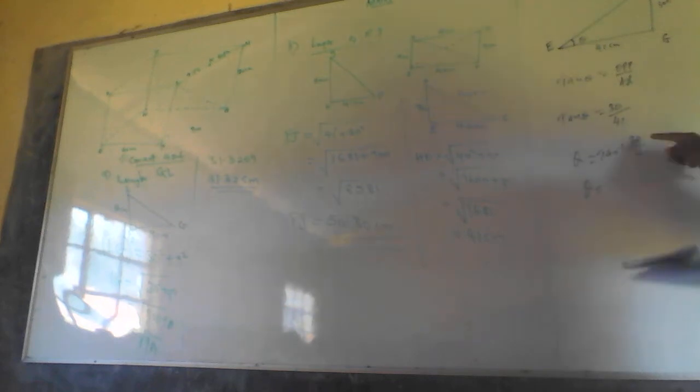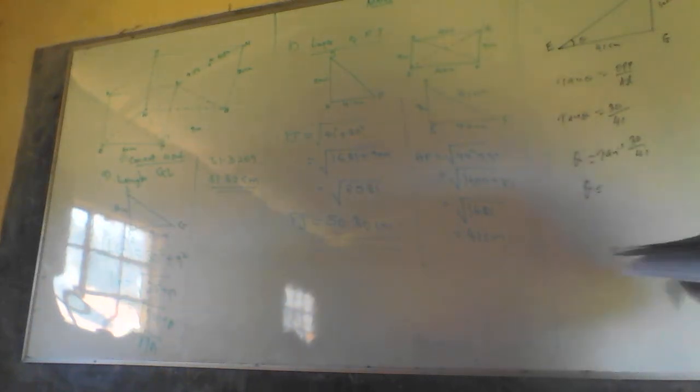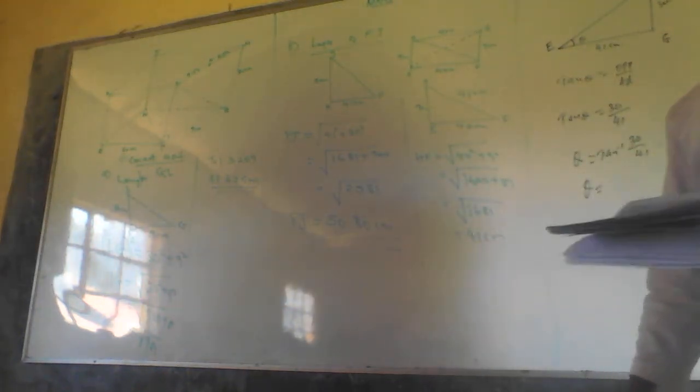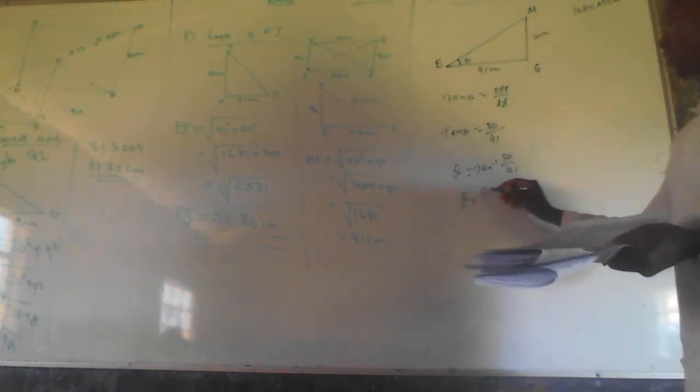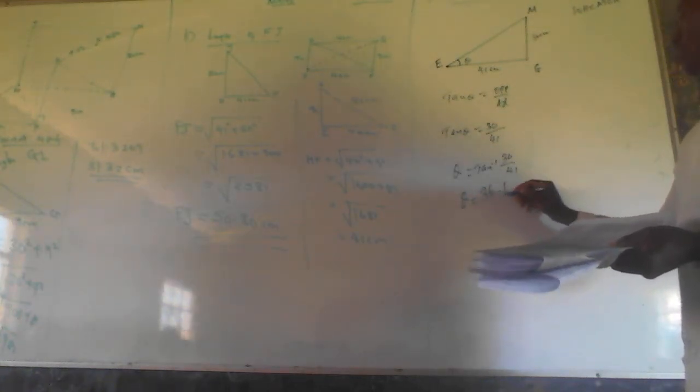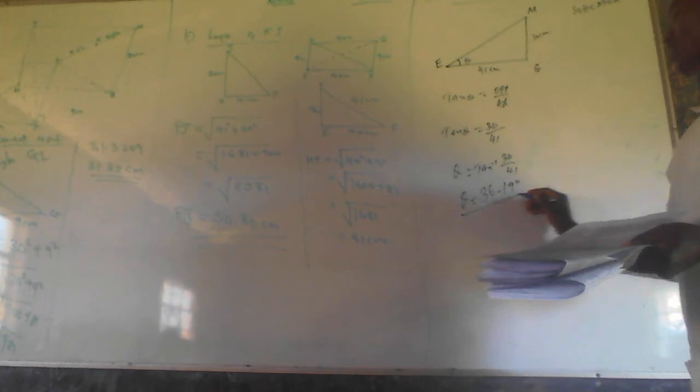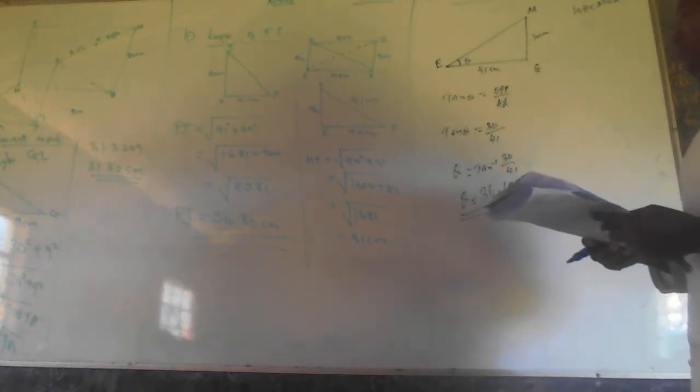Now take first 30 divided by 41. It gives what? 0.7. Now take the tan inverse of that: 36.19 degrees. That is the value of theta.